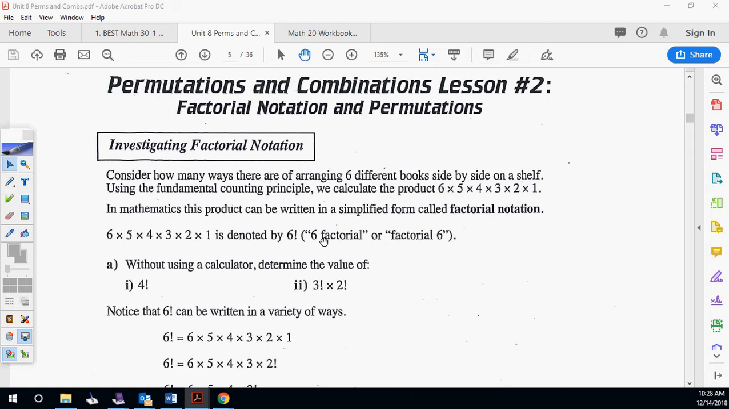When you write something in factorial form, there's actually a factorial button in your calculator. It's an exclamation mark. It stands for all the way down to 1 from whatever that number is. So 7 factorial will be 7 times 6 times 5 all the way down.